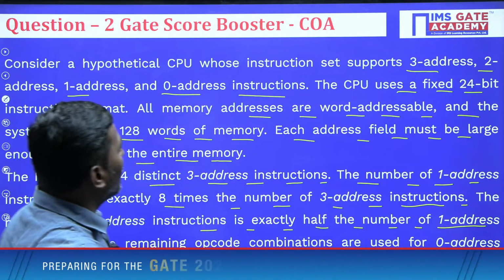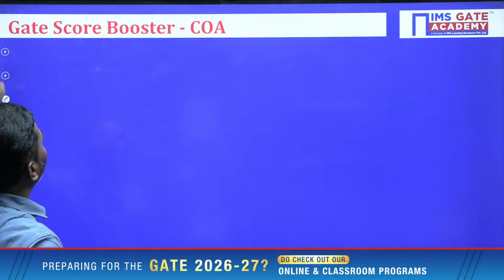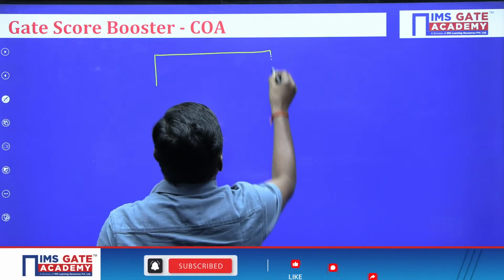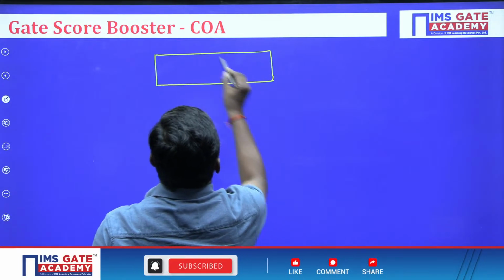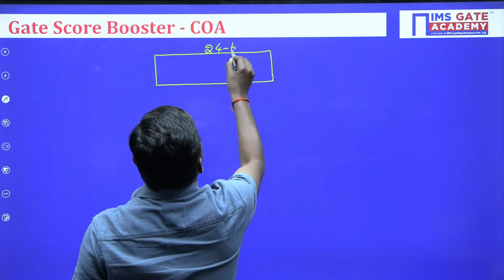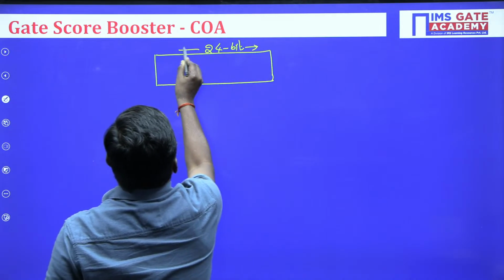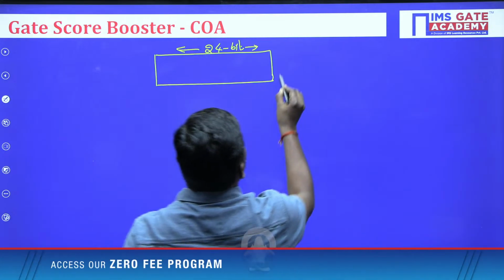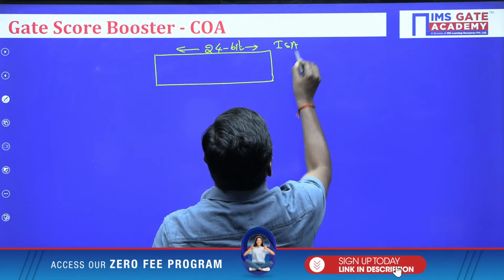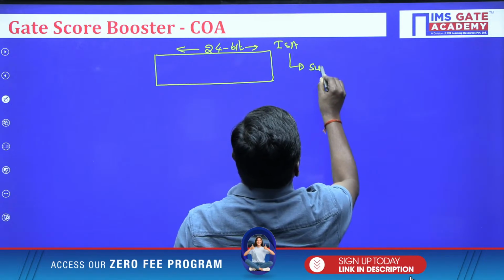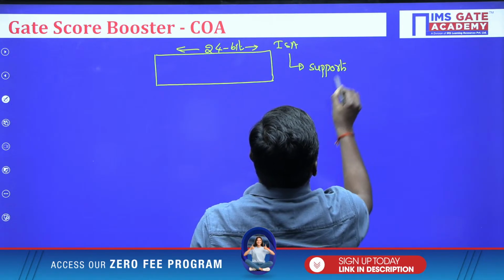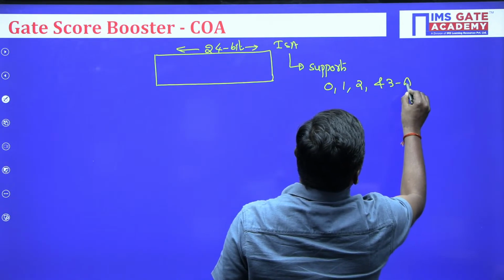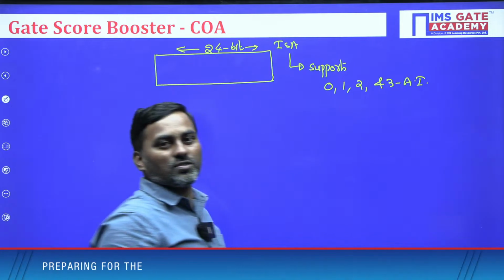Yes. So if you see the instruction format, this instruction format is 24 bits long, right? It is 24 bits long like this. Now this ISA supports 0 address, 1 address, 2 address, and 3 address instructions.